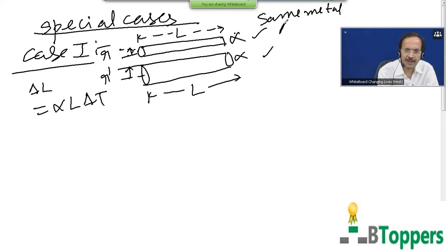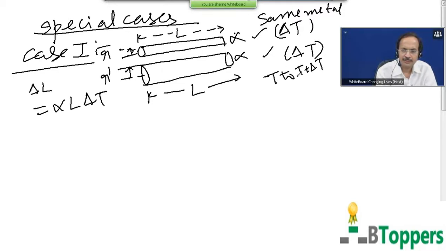Let us suppose both the rods are heated through the same range of temperatures. Both the rods are heated from temperature T to T plus delta T. That is, the initial temperature is the same for both the rods, and the final temperature is also the same. Because alpha is the same and the original length is the same for both the rods, when the change in temperature delta T is the same, the change in length or elongation will be the same. That means the elongation of the second rod is the same as the elongation of the first rod.